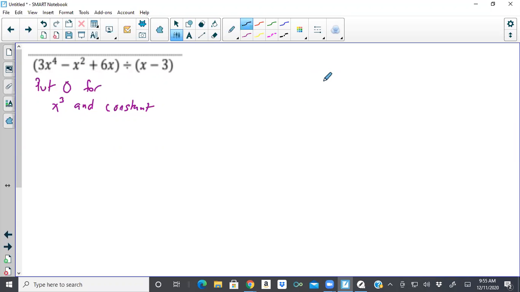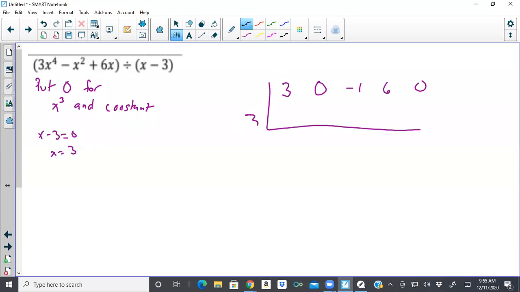So if you're stuck on where to start, write your coefficients down first. So you have 3 for the x to the fourth, 0 for x to the third, negative 1 for x squared, 6 for x, and 0 for a constant. This 0 is one that people forget a lot. Then you put your box, and then we solve x minus 3 equals 0. So we find 3. 3 is the number that goes out here, and this should start your process for synthetic division.